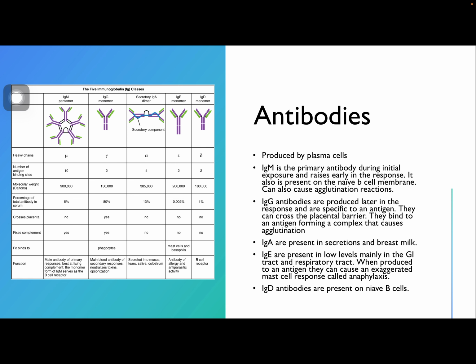Those are able to cross the blood-brain barrier and the placental barrier and things like that. And those stick around a lot longer. So they're kind of the second formed. Initially it is going to be IgM, and then IgG antibodies are going to be the second formation.